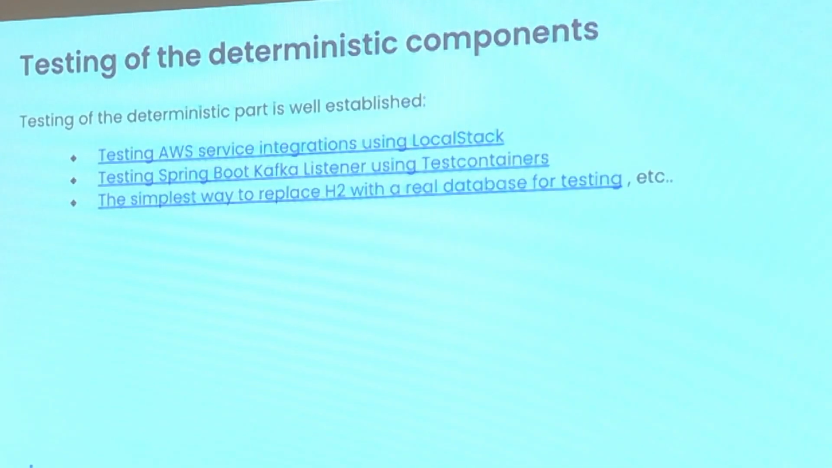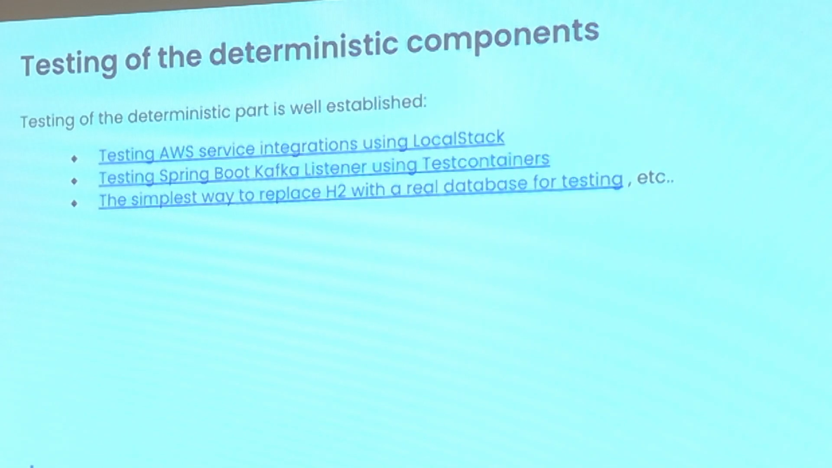Let's go to the deterministic part first. The approaches for testing the deterministic part are pretty established. You know how to test, let's say, AWS services. You can spin up LocalStack, which is an emulator of AWS. You can spin it up locally and verify the things.